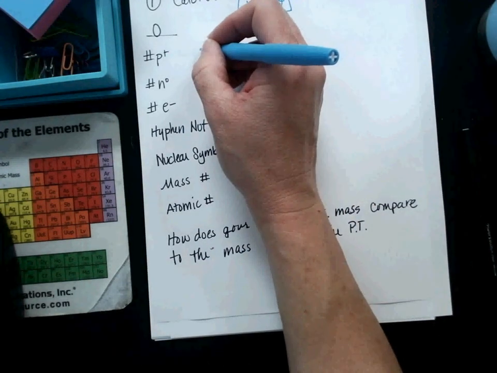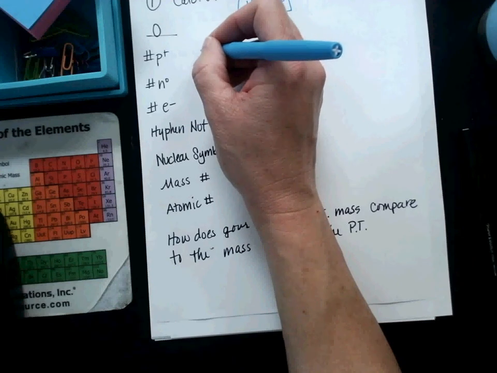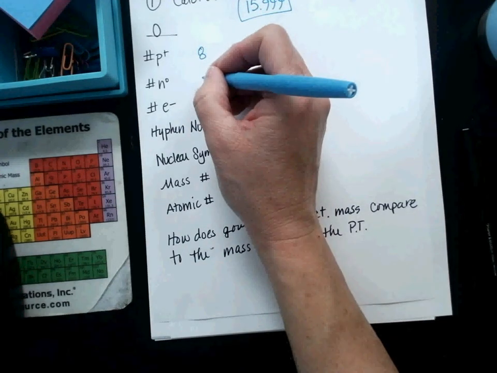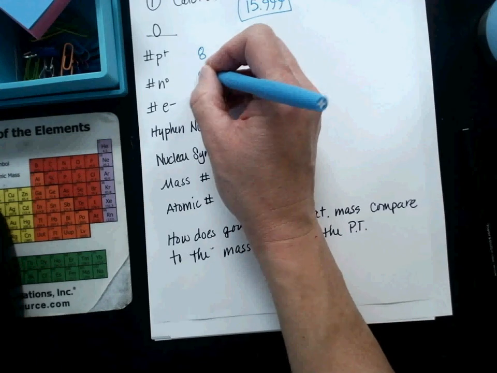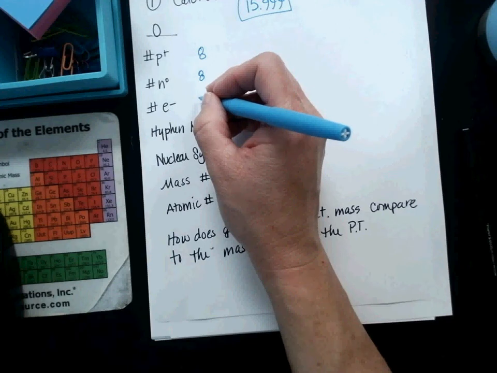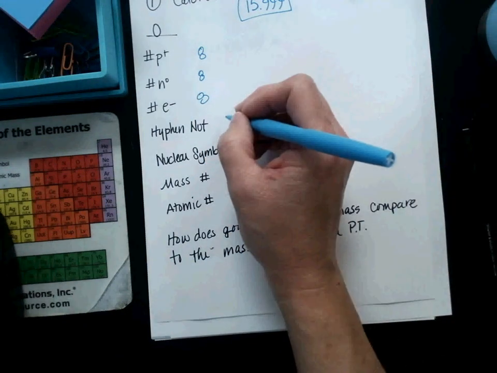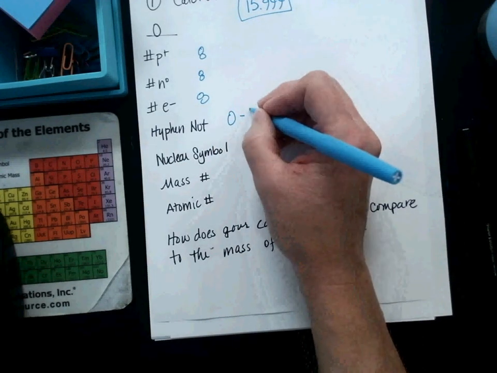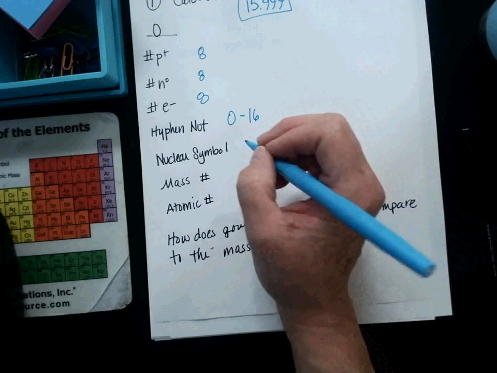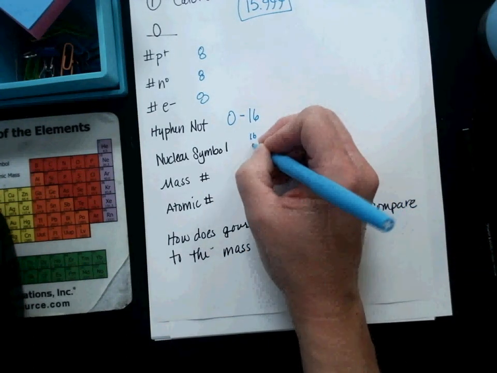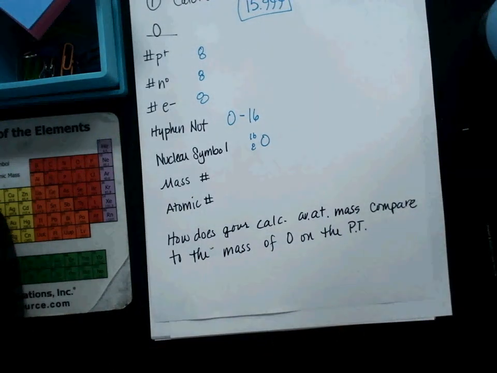All right, so when I just use my periodic table, how many protons do I have? 8. Maddie, how many neutrons? 8. Oh, look how that works out. How many electrons? Anybody? 8. Hyphen notation should look like oxygen-16, yes? How about nuclear symbol? O, 16, 8.